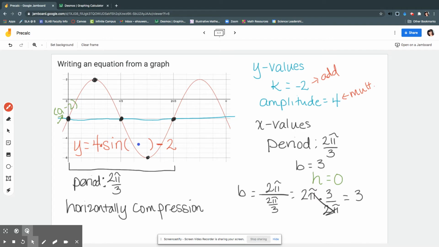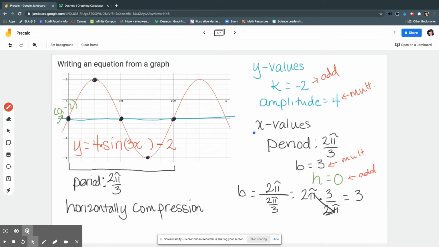Then we have the input. So the input is x. We have a horizontal compression here, it is being multiplied by 3. So we're going to multiply x by 3. Again, this is a multiplier. Since we have no horizontal translation, h is 0. We don't have to add or subtract anything to the input.